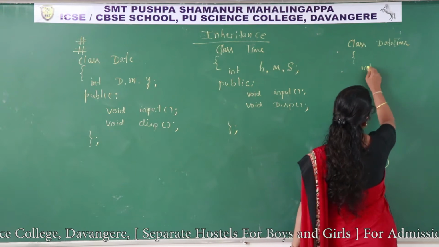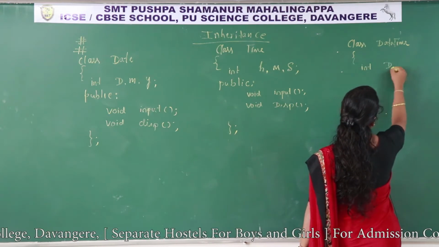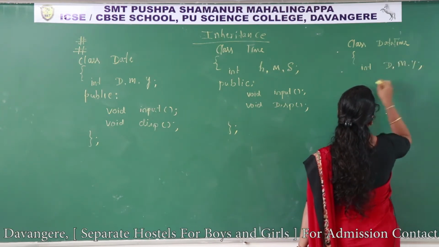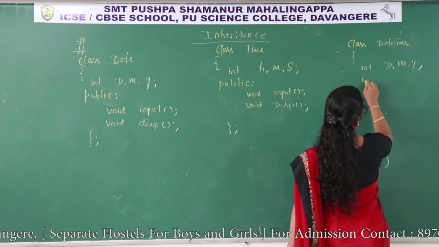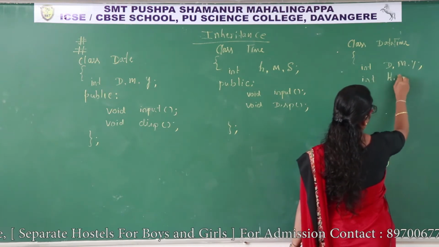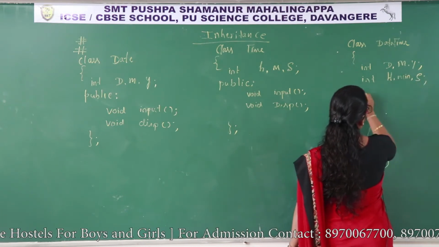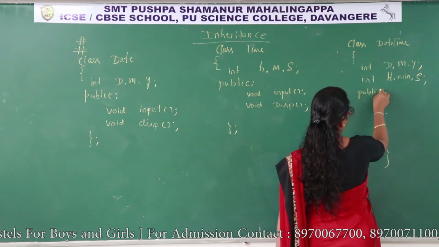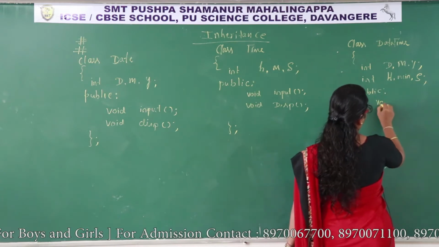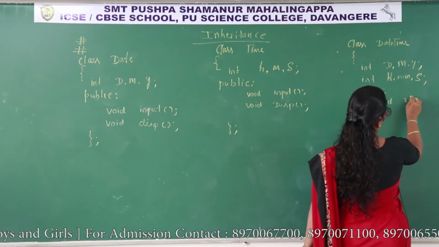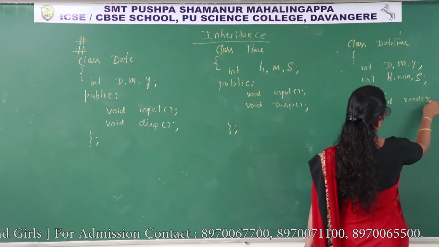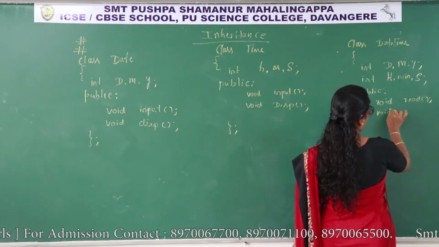Here int day, month and year, int hour, I'll take minutes and seconds, in the public section. Void read, void disp.